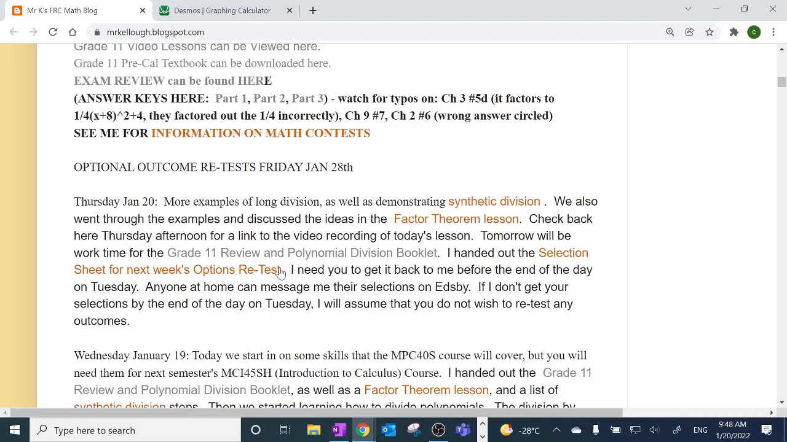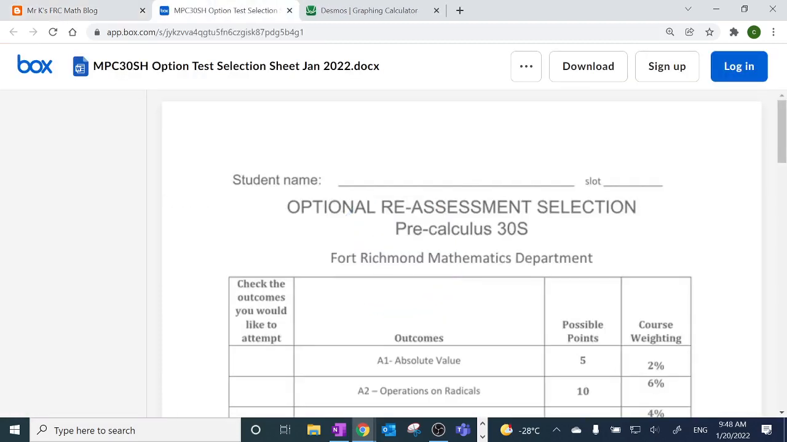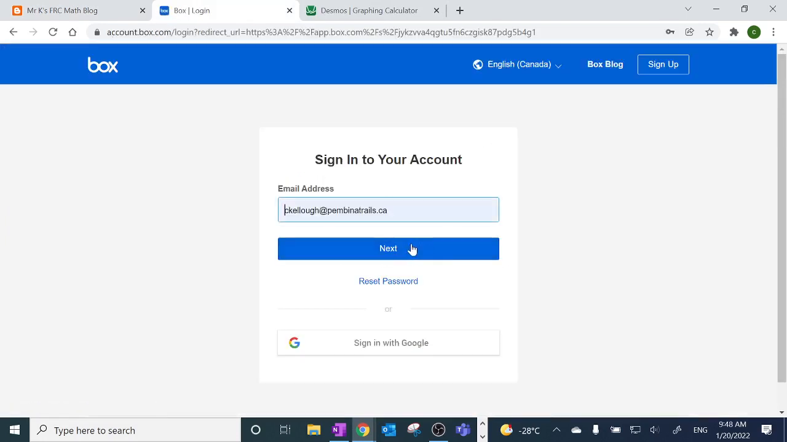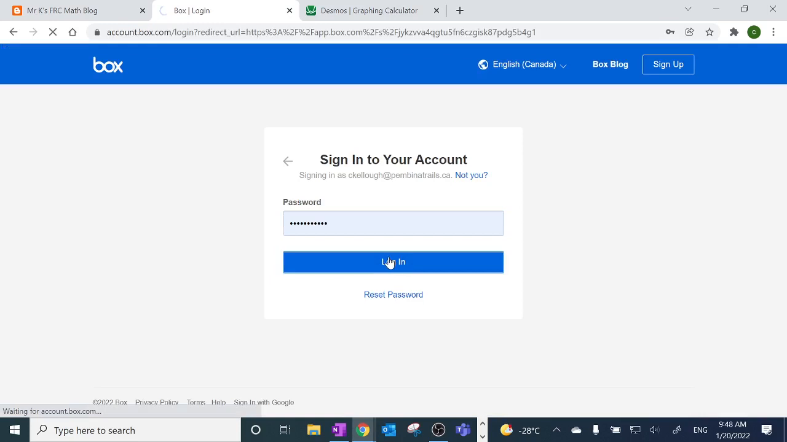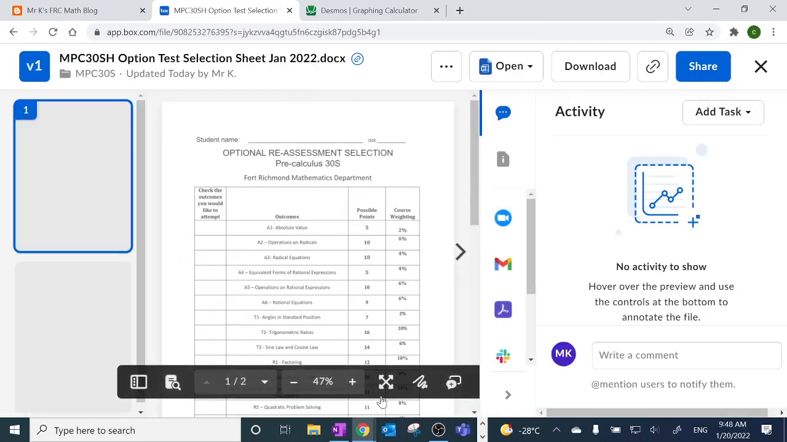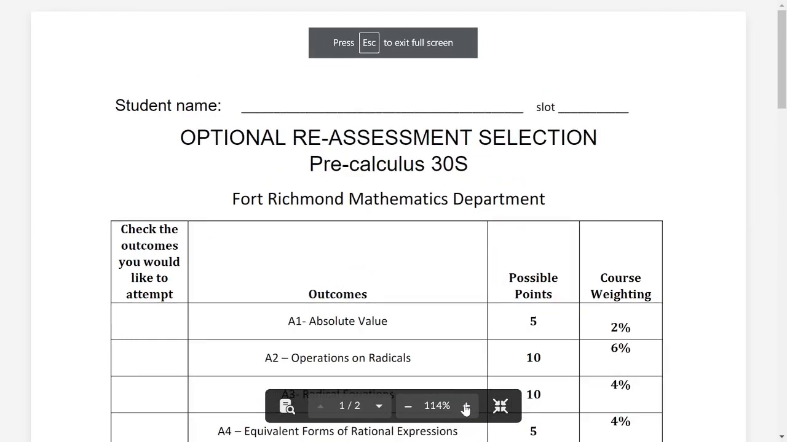The other thing I did today is I handed out this, the selection sheet that I was promising you the other day. So you got this sheet, if anybody's watching this video because they're stuck at home, you can of course just download it from the blog, kind of like I just did, just open it from the blog. And then you have until the end of the day Tuesday to get back to me with what option you want to assess.